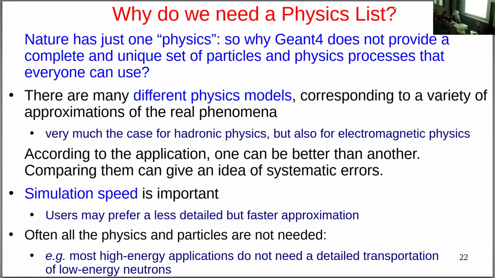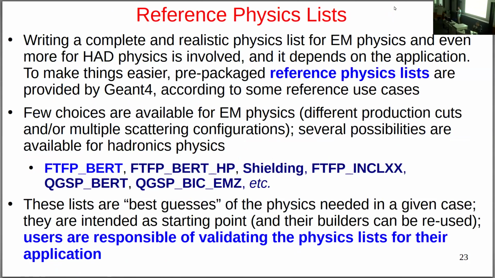So, of course, asking each user to write from scratch a physics list with all the particles, all the interactions, electromagnetic, hadronic, will take a long time and be error prone. So what we do is we create a set of physics lists called reference physics lists, and we give some indication, some starting point of where to start. But at the end, and that's very important, it is the user, at the end of the day, who is responsible for validating that particular physics list. We give some suggestions, you will see later on, but then you have to make sure that it is exactly right for your case.